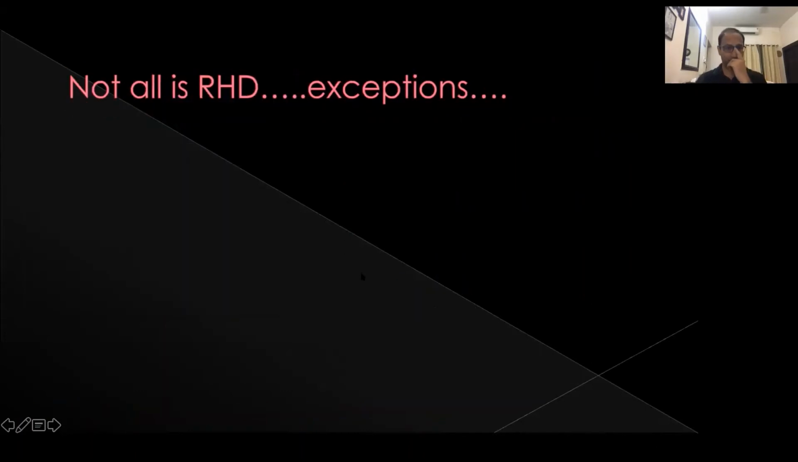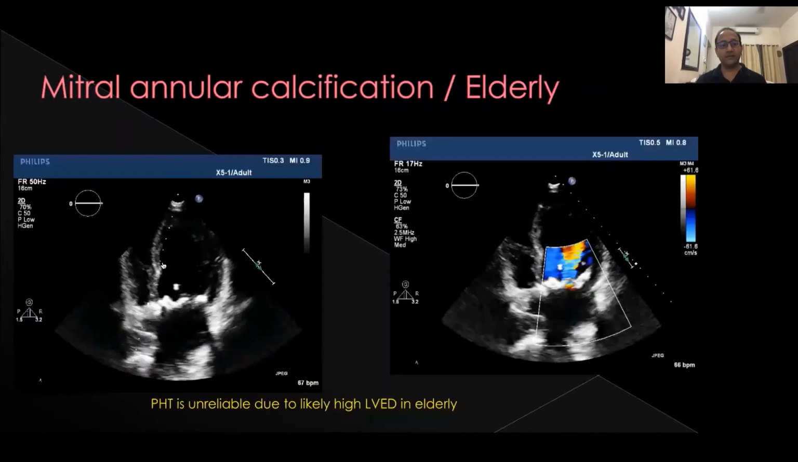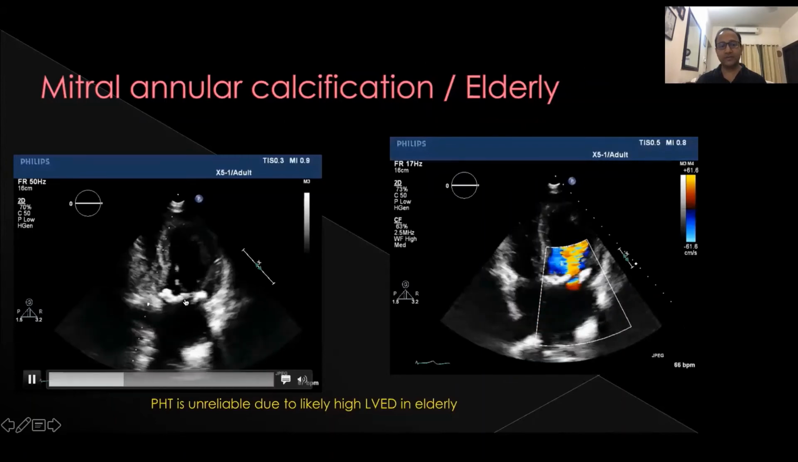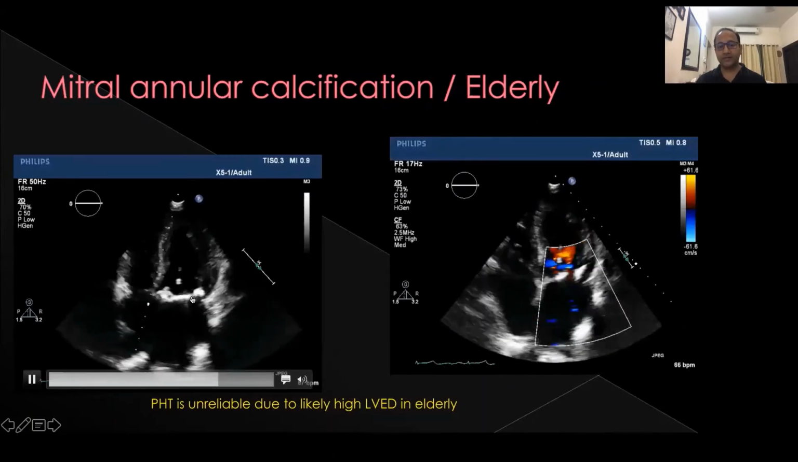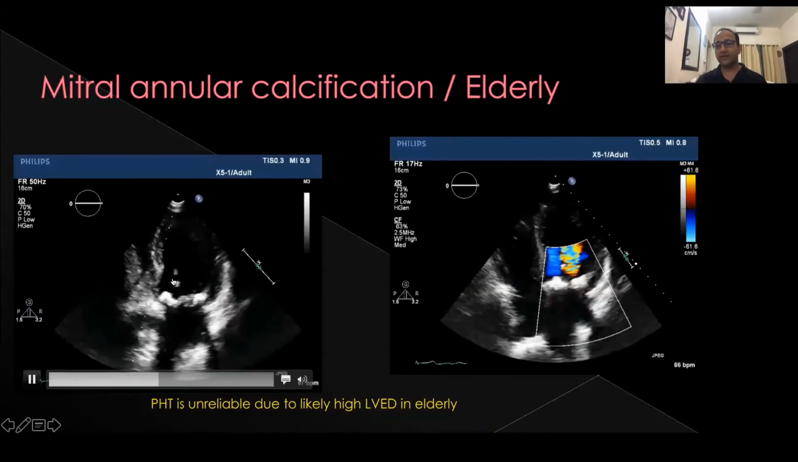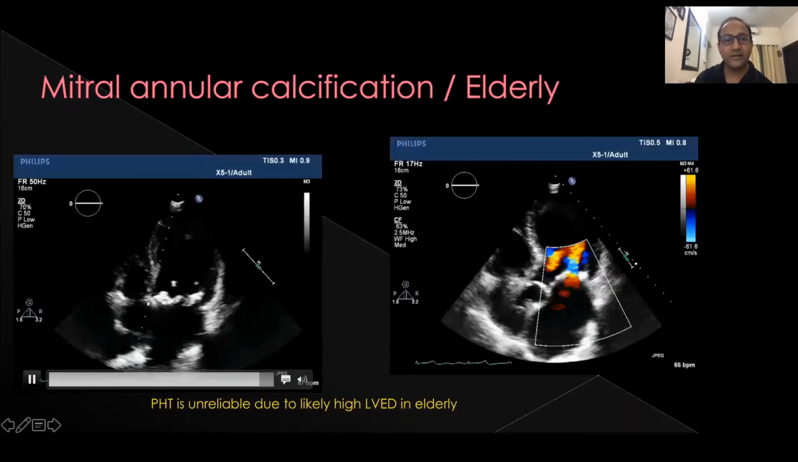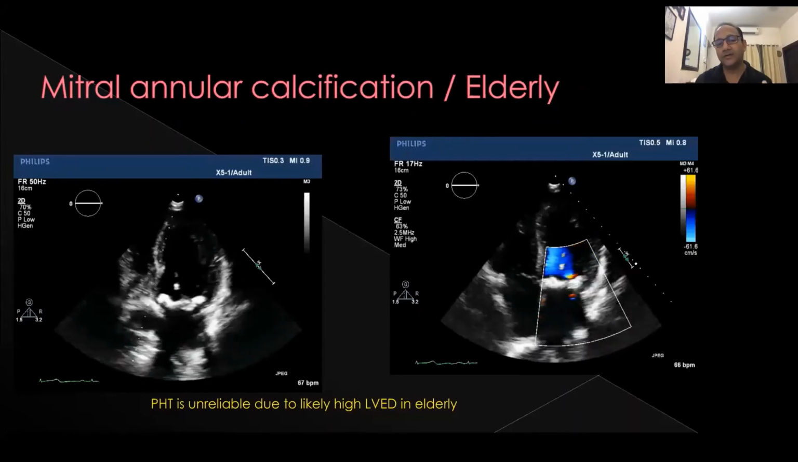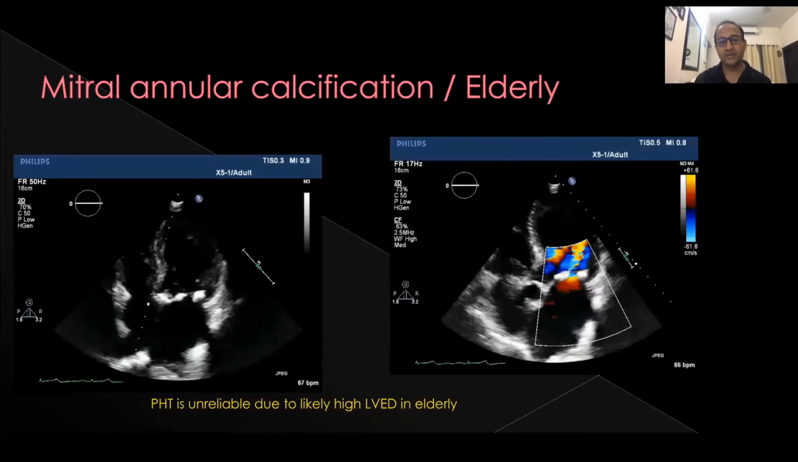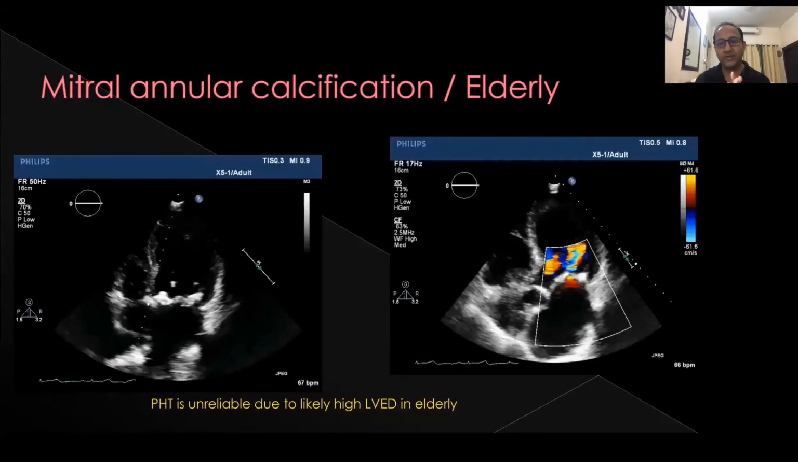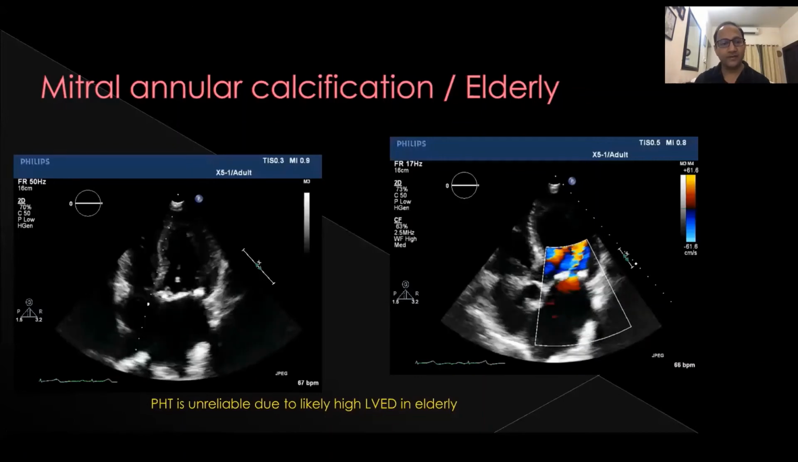So not all is rheumatic heart disease, and I would like to mention mitral annular calcification in the elderly subgroup. So you can see very significant mitral stenosis, which is occurring because of mitral annular calcification. There is some MR as well. These patients also tend to develop thrombi on these mitral annular fibrotic or calcific areas. In these cases, we don't have any data that the pressure half time is reliable because the LVDP is usually high. These are elderly patients who have hypertension or age-related changes in the left ventricular compliance.